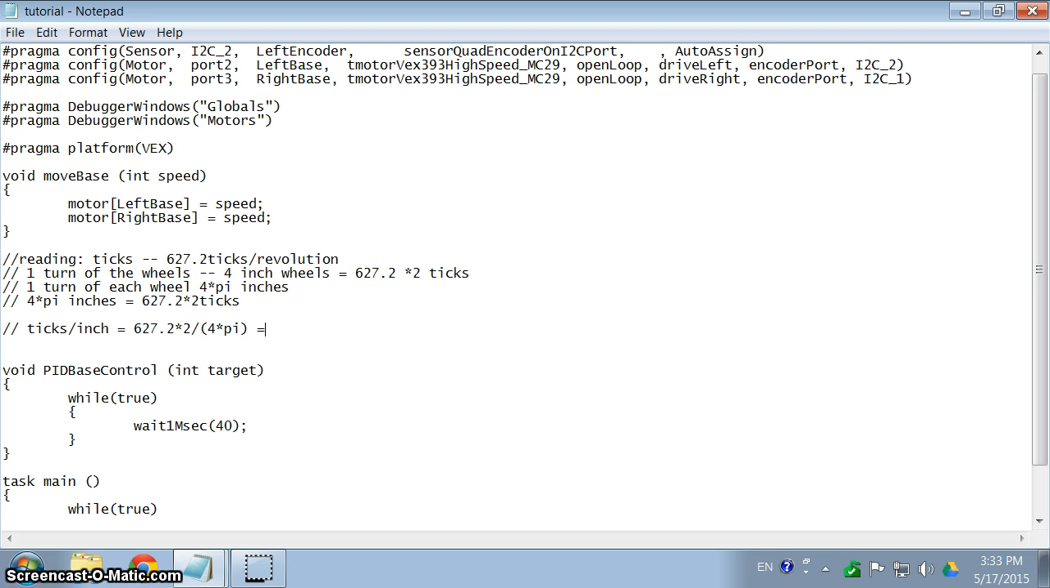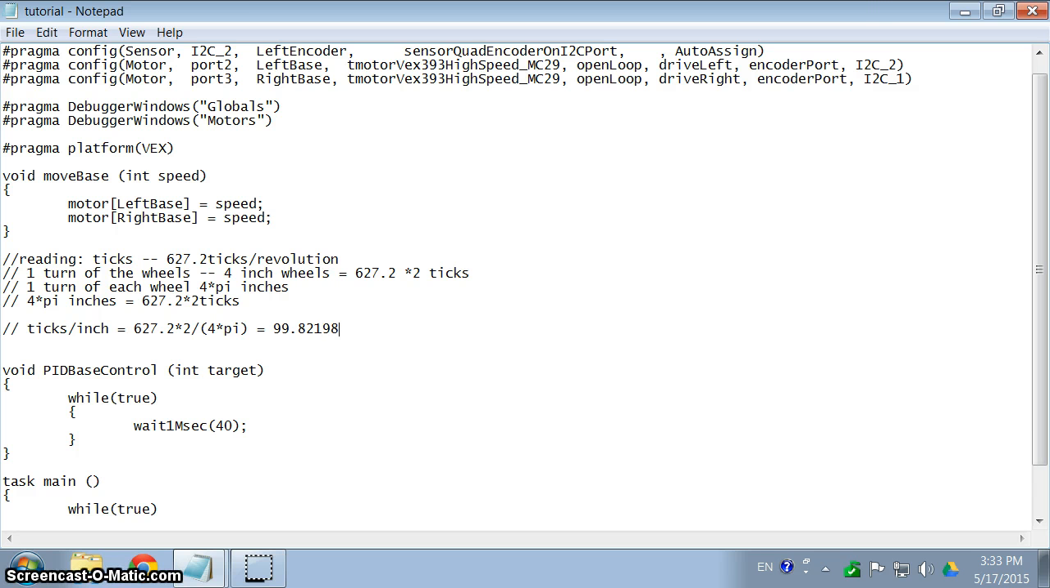I have already calculated that value before, but just to make sure, let's run through it again. 627.2 times 2 over 4 times pi. It has a pi button, which is convenient. That equals, I'm just going to make it precise, 99.82198.